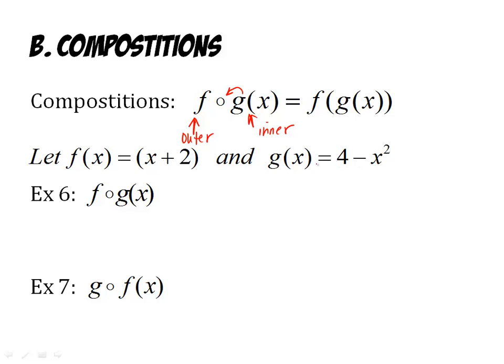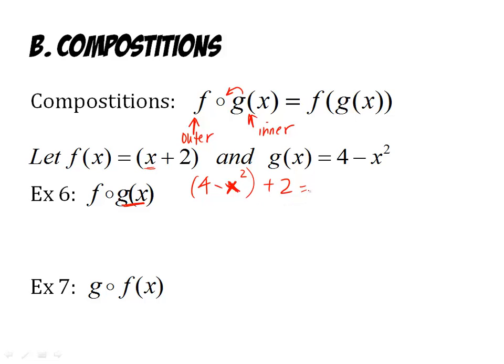All right? So, example 6, f of g of x. So I'm going to take g of x, the entire equation, and I'm going to plug it in where the x is in the f equation. Okay? So, it's going to look like this. Where the x is, right here, I'm going to put in 4 minus x squared plus 2. All right? This whole thing right here is where the x was in the f equation.